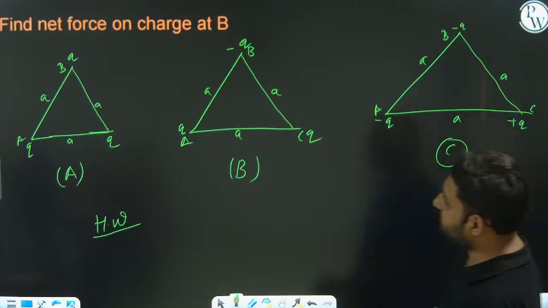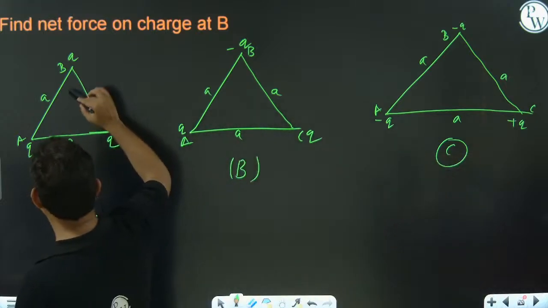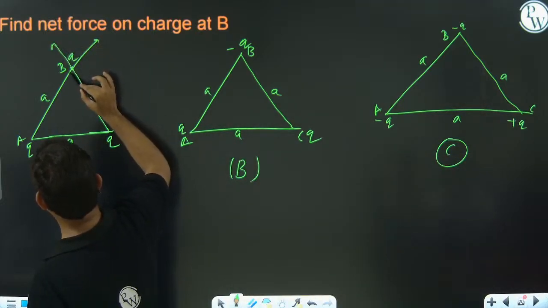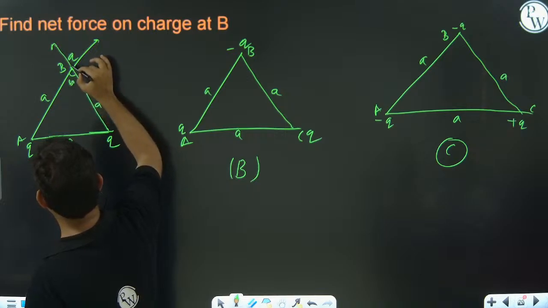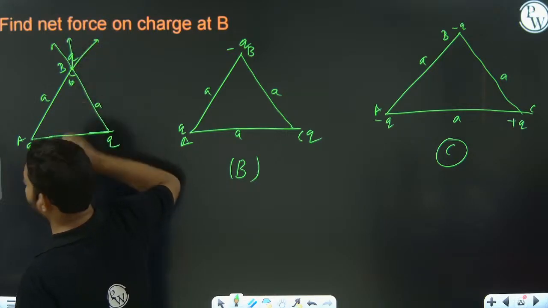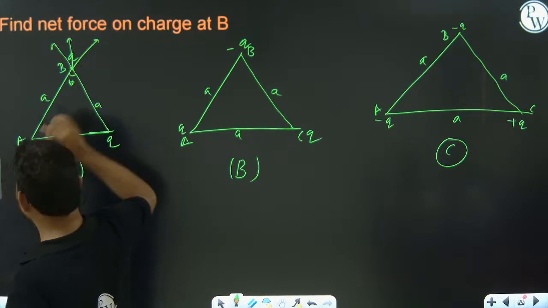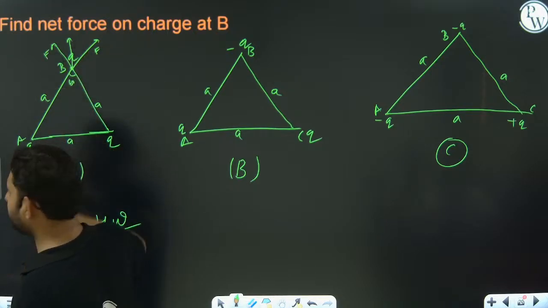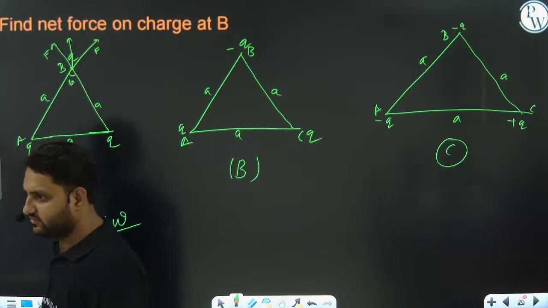How to do this question? Let me explain. This force will be like this, and this force will be like this. And you know this is 60 degree, so the resultant will be in this direction, upward. Both these forces are equal, F and F, so you can easily calculate that the angle between them is 60 degree only.